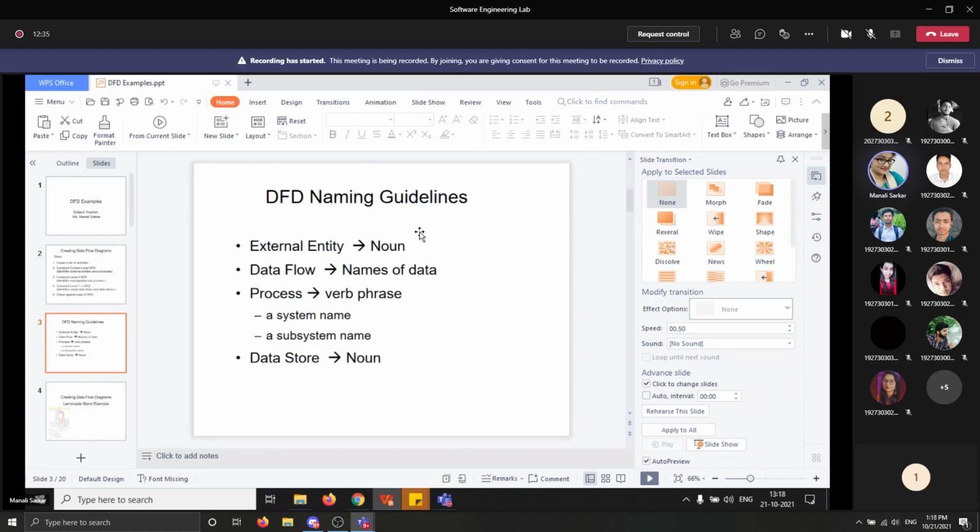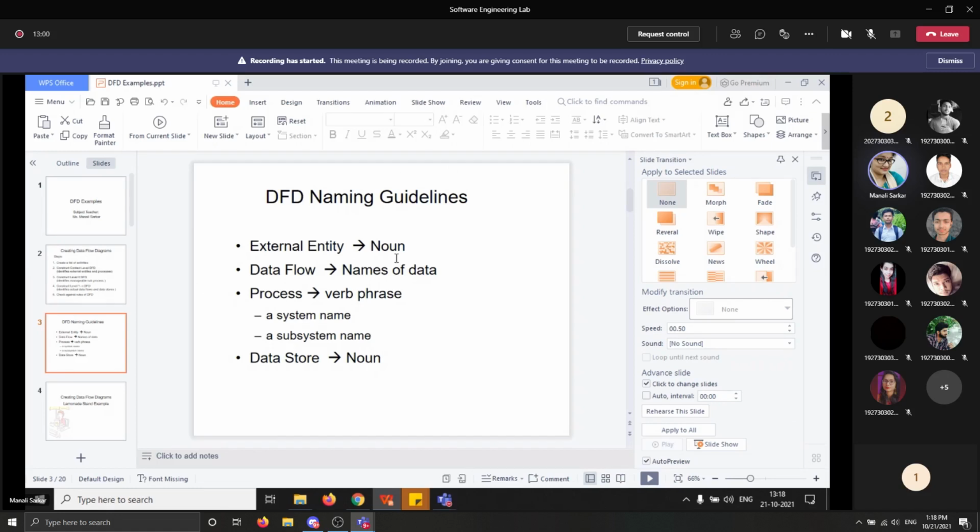So these are the main functionalities of the DFDs. You need to first identify the external entity, then data flow, then process, and then data store. Now, what is an external entity? It is a noun. Whenever you are viewing the question, the short trick to identify the external entity is to mark the nouns. The nouns will form the external entities.